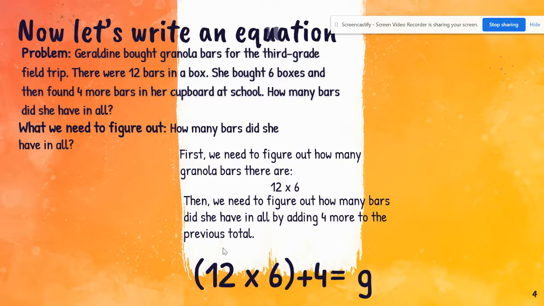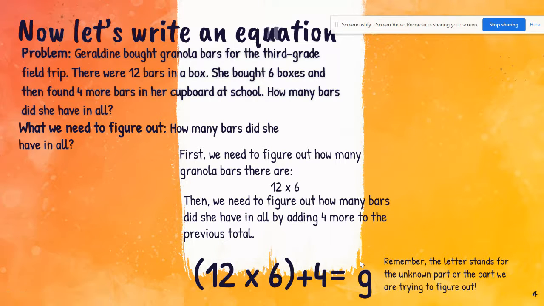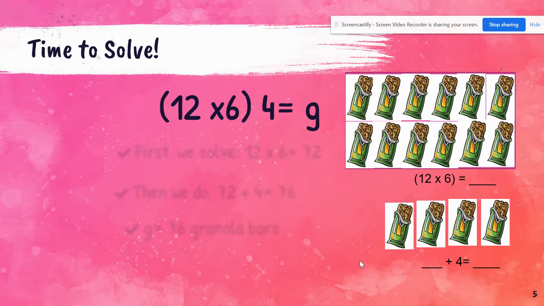So that would look something like this. In parentheses, we would have 12 times 6 to find out how many total granola bars in 6 boxes. And then we are going to add the 4 that she found at school. And that would give us the total granola bars. And then remember that the letter stands for the unknown part of the equation, the unknown number that we don't know yet. So time to solve.